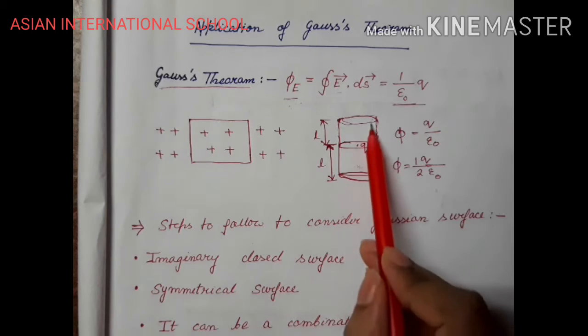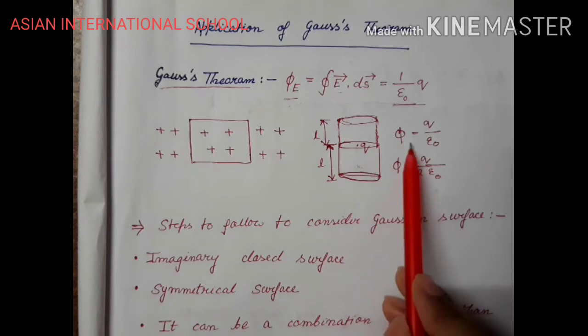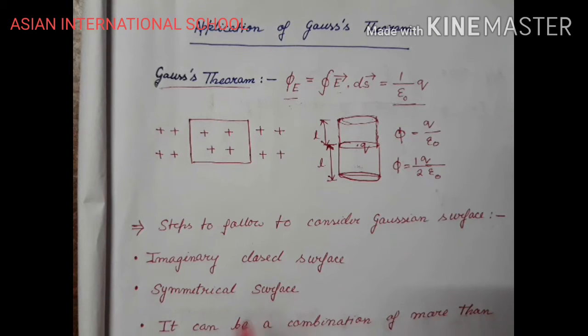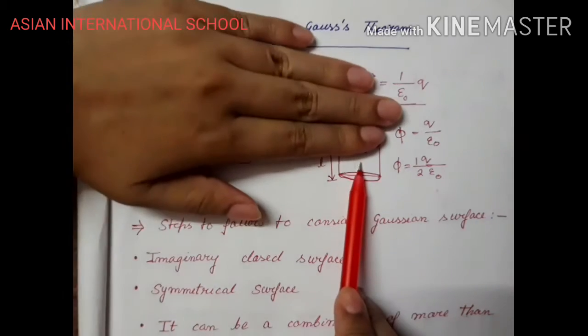Therefore the net flux through this total system, through both of the cylinders, will be phi equals q by epsilon naught. But according to my question, I need to find the flux only through one system, that is only through one cylinder, only through this one, not through this one.